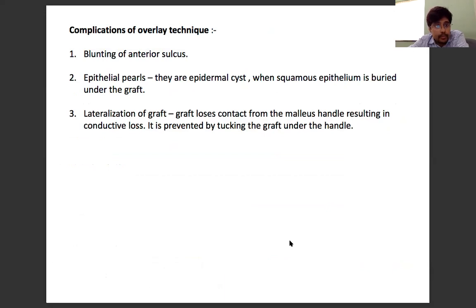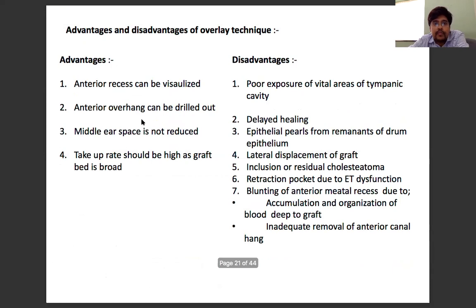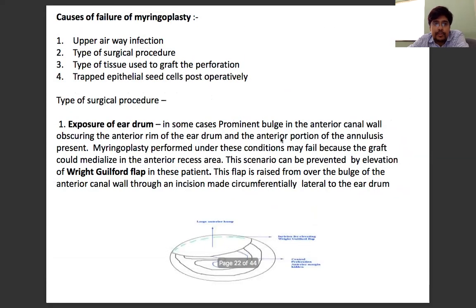Complications will always be there in both techniques. What will be the complications in overlay? Blunting, epithelial pearls, and lateralization of the graft. What are the advantages? It is very important to see advantages and disadvantages. Here the anterior recess can be visualized, the anterior overhang can be drilled, and the middle ear space is not reduced. This is very important in perforations that are anterior, where the underlay technique is not that important.